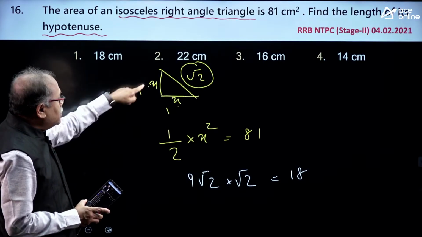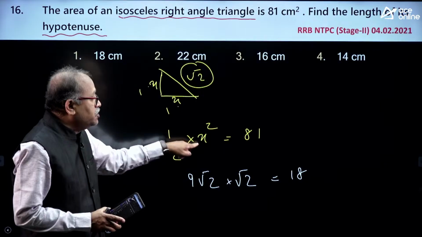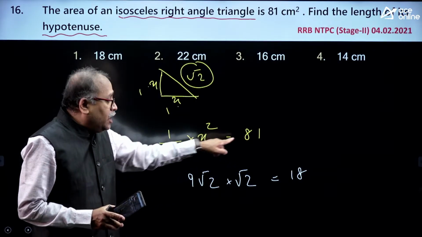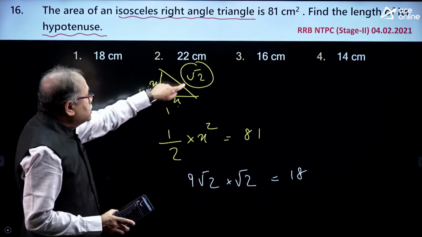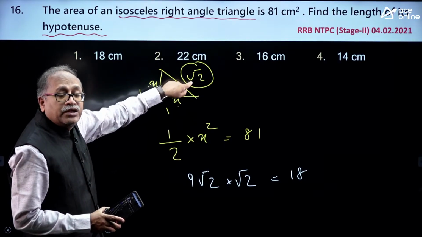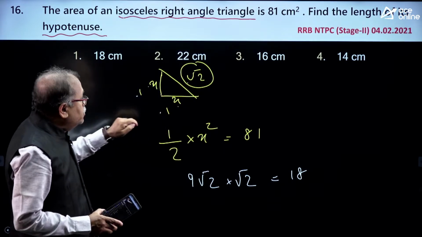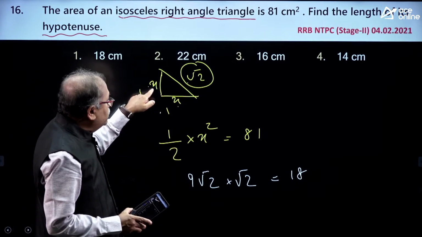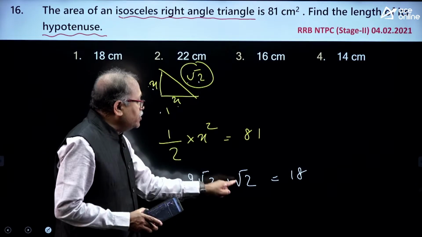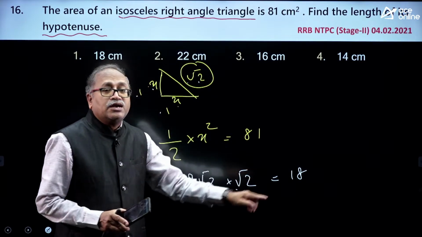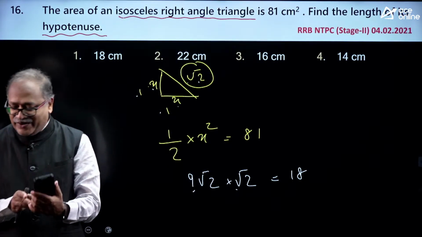So, here the area is given to us, right. Half of base into height, that is x into x, that is 81. I am getting x as 9 root 2. But I do not need x, I need this part, the hypotenuse. If this is 1, this is 1, this is root 2. So I need to multiply the x value, 9 root 2, by root 2 to get the hypotenuse, and the hypotenuse will be 18. Hope you are understanding.